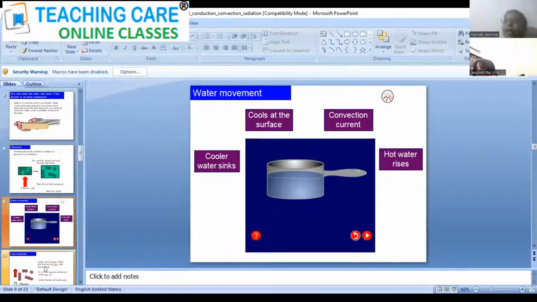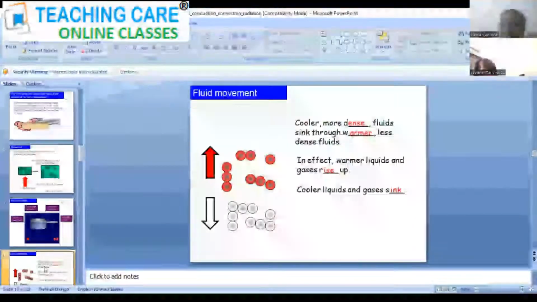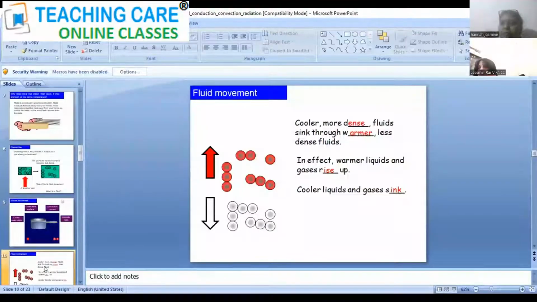So the same applies when you're at a beach. How do you feel when you go to a beach?